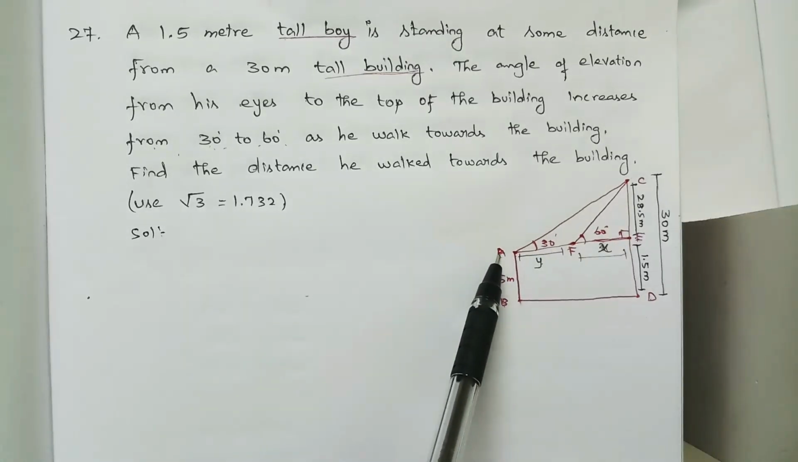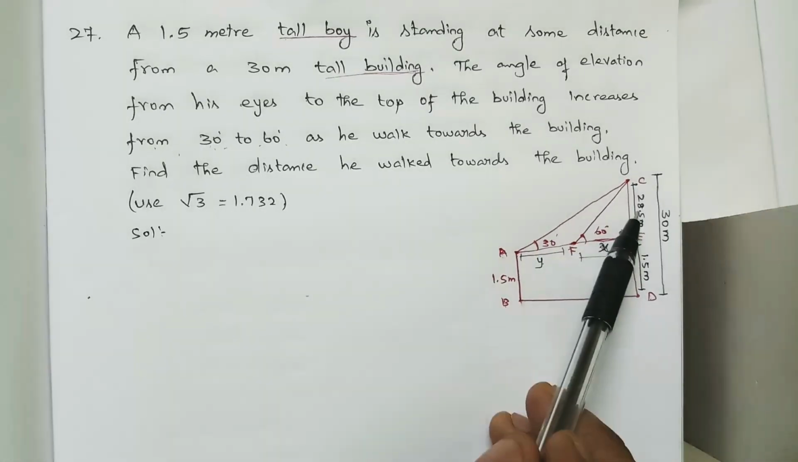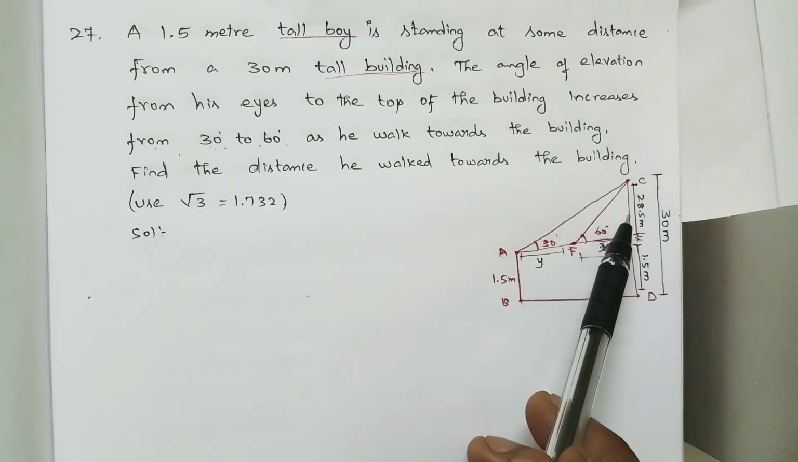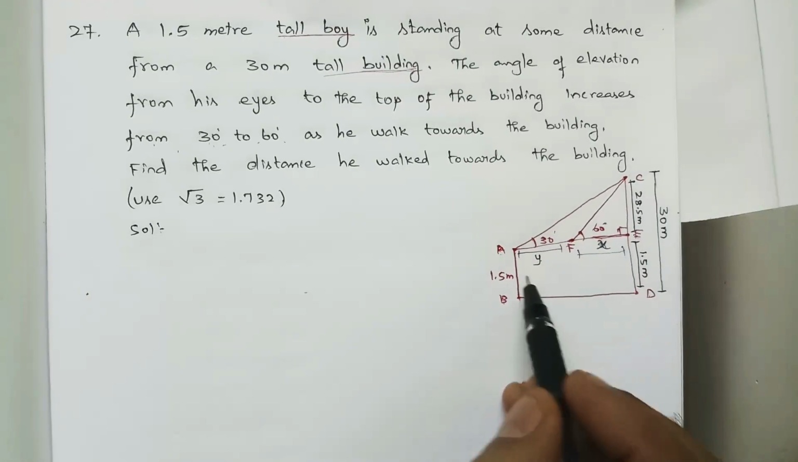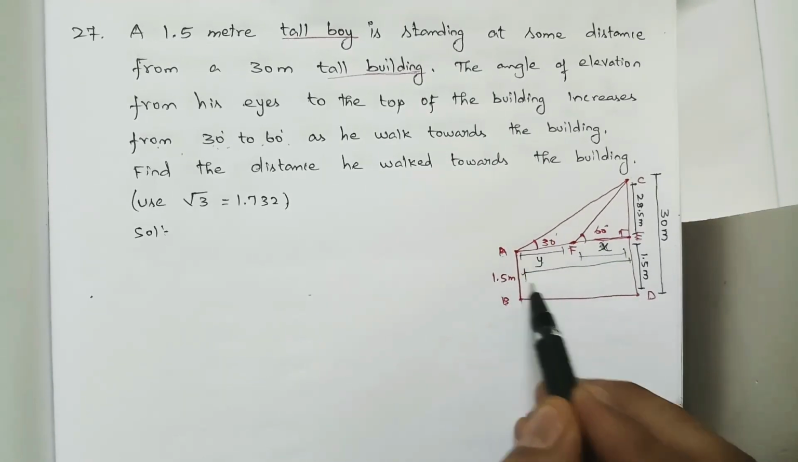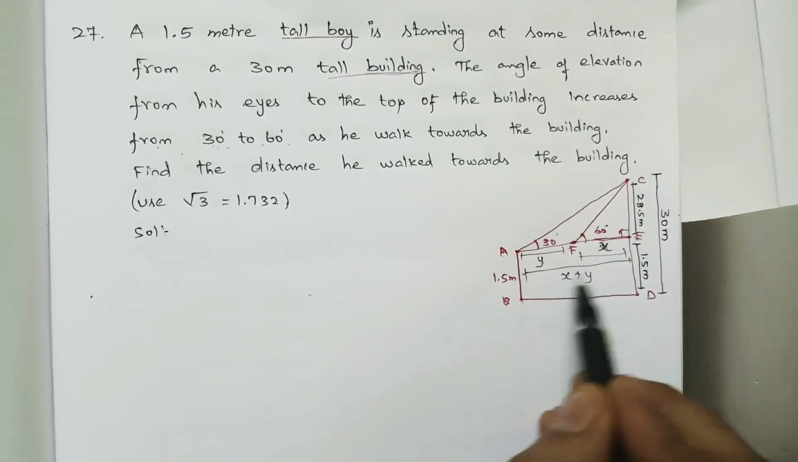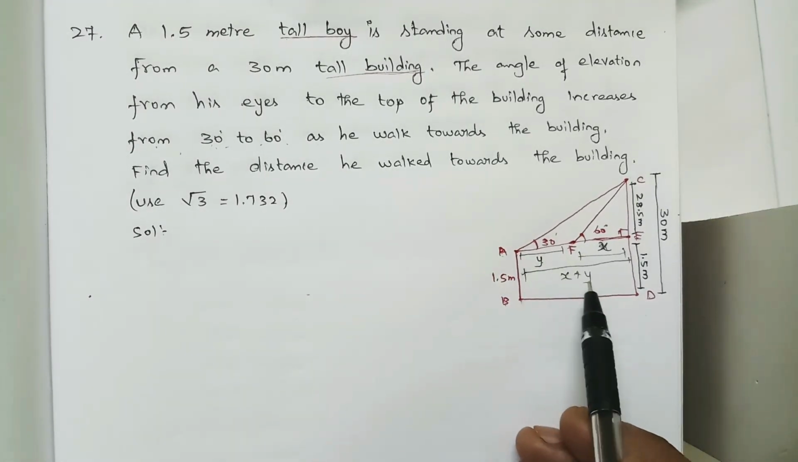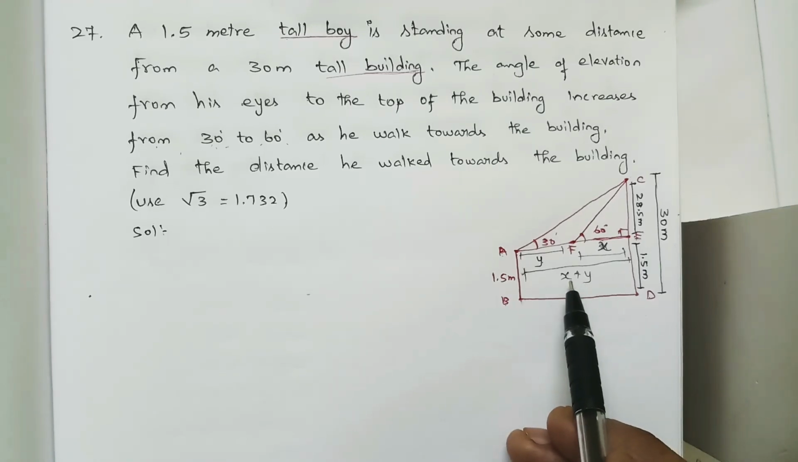For right angle triangle AEC, opposite side, what is the angle? 30 degree. For 30 degree, opposite side is nothing but 28.5, and adjacent side is nothing but what is it? Fully, that is X plus Y. X plus Y, adjacent side, right? And what we want to find? We want to find this X plus Y alone, right? X value and Y value, that only we want to find.